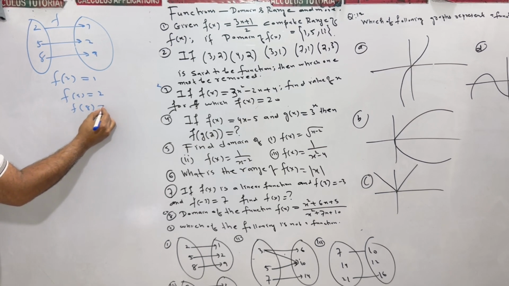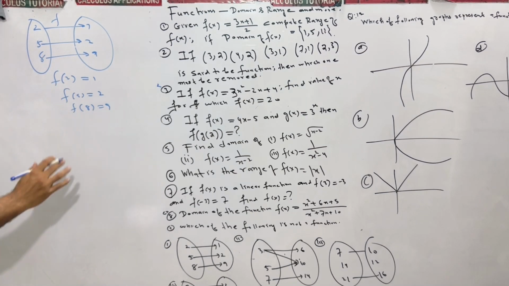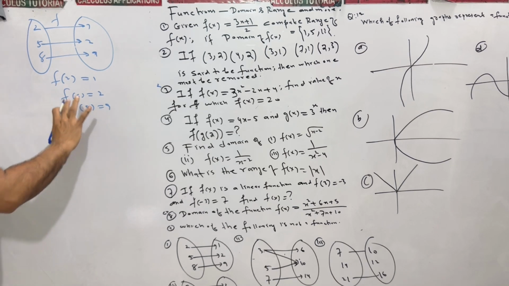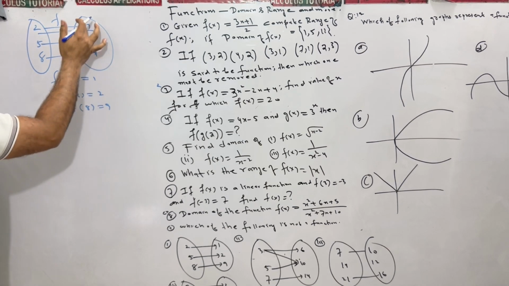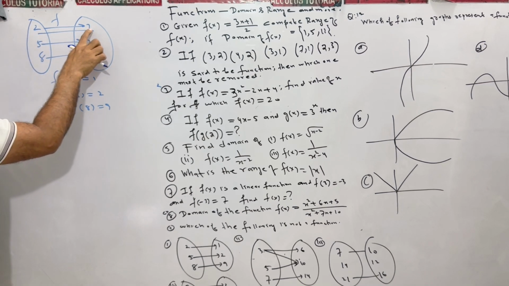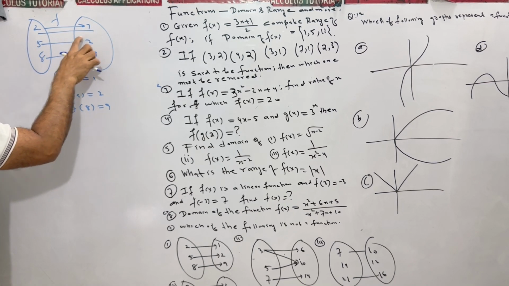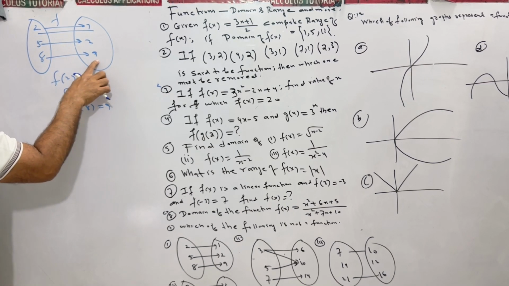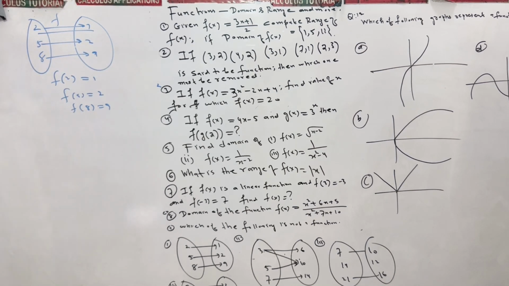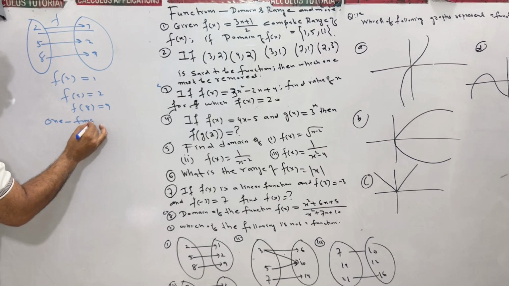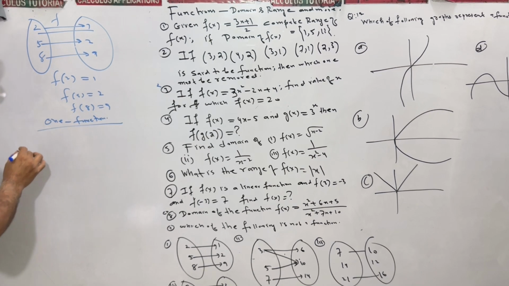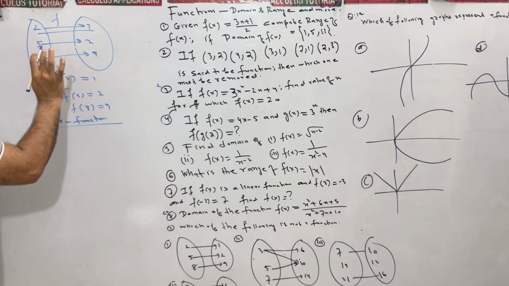What about this? f of 8 is also 9. It's a function. It is one-one as well, because each single input has a unique output and it doesn't repeat. f of 2, f of 5 and f of 8 each have a different image. Nothing is overlapping in the range. It's a one-one function.